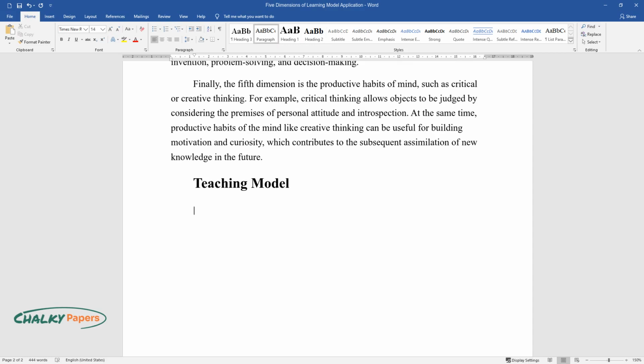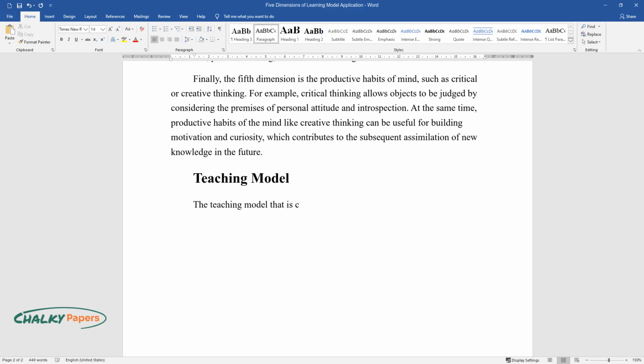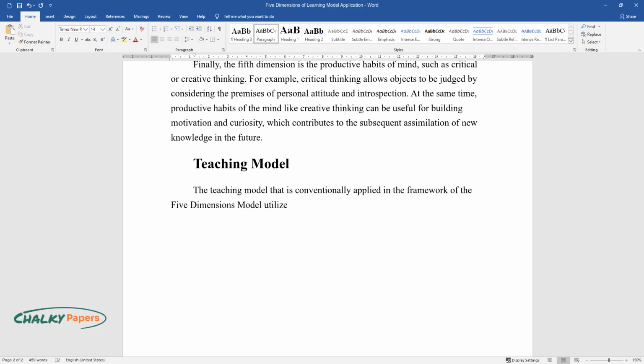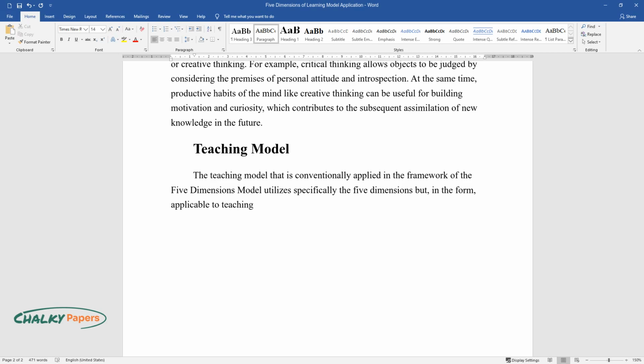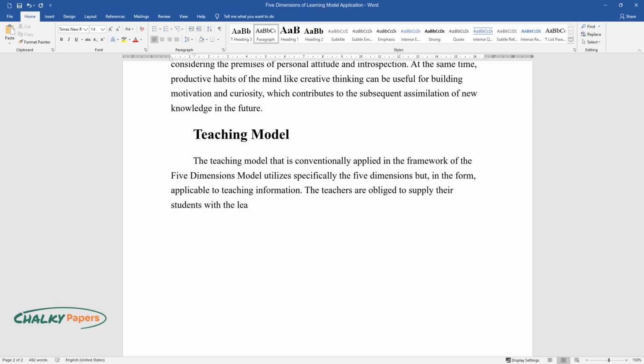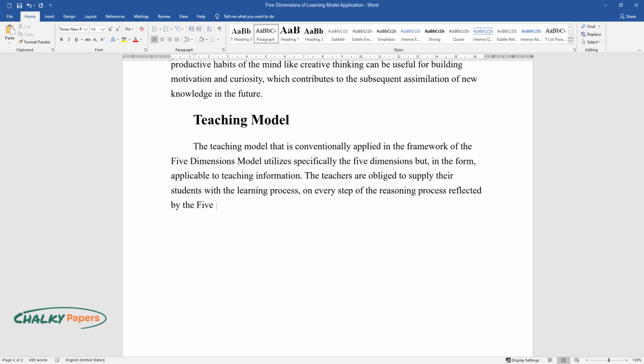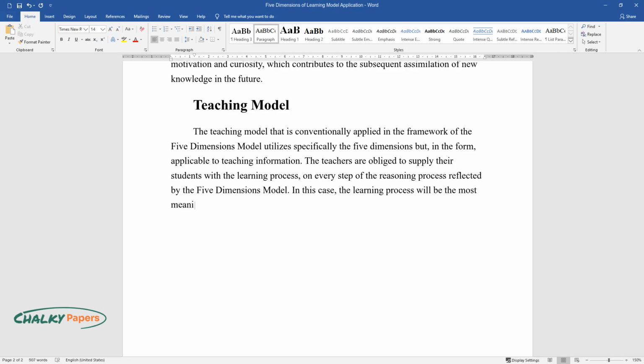Teaching model. The teaching model that is conventionally applied in the framework of the 5 dimensions model utilizes specifically the 5 dimensions, but in the form applicable to teaching information. The teachers are obliged to supply their students with the learning process, on every step of the reasoning process reflected by the 5 dimensions model. In this case, the learning process will be the most meaningful and effective both for teachers and students.